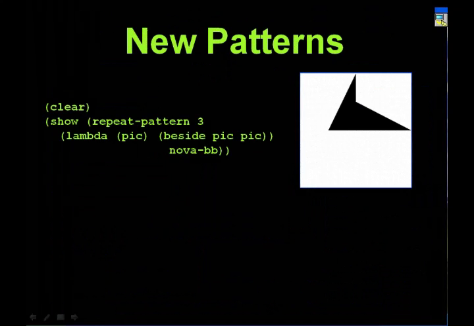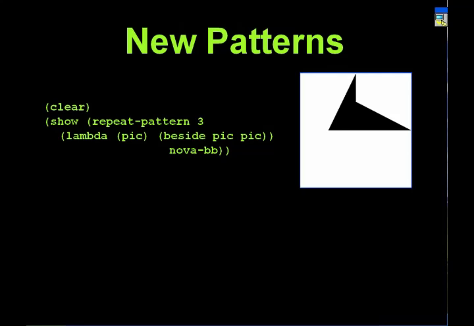Okay, now, next thing. Suppose I do the following. I do show repeat pattern 3 lambda peak beside peak nova BB. Okay, now just now the pattern I use is called make cross. Right? Now I don't bother, I put in the lambda. Remember what's a lambda? A lambda is the operator that creates a procedure.